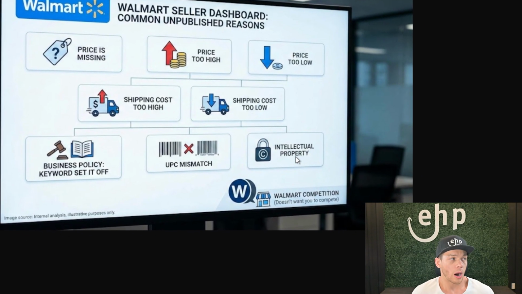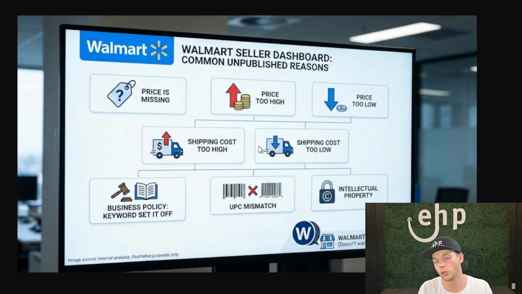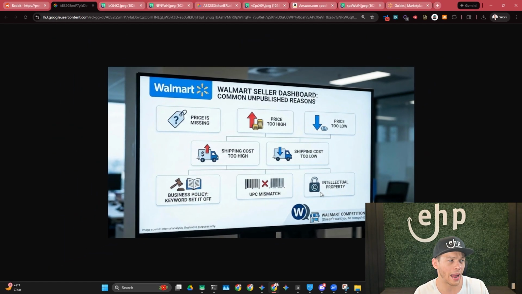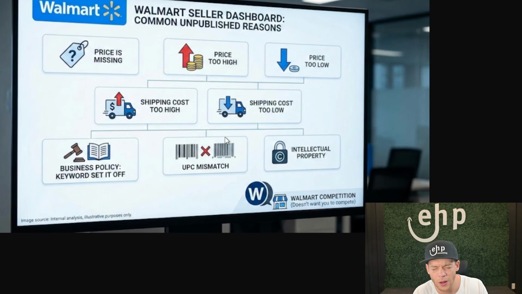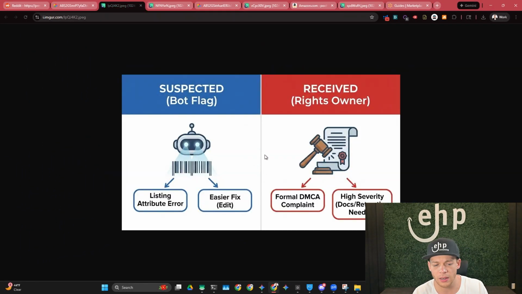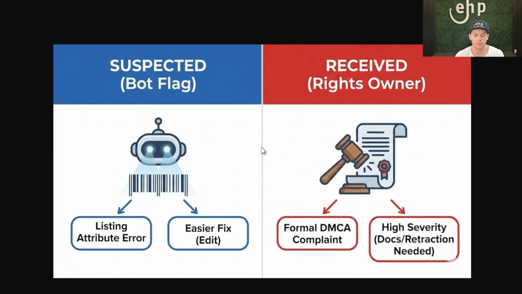And then intellectual property. So that's another one. If they think you're violating somebody's intellectual property, or if somebody actually reports you. A good example is I saw what happened today, and this was on Amazon, somebody put the word Tiffany & Co. It's a big brand, and they automatically got deactivated on Amazon. But on Walmart, they'll probably give you a chance.